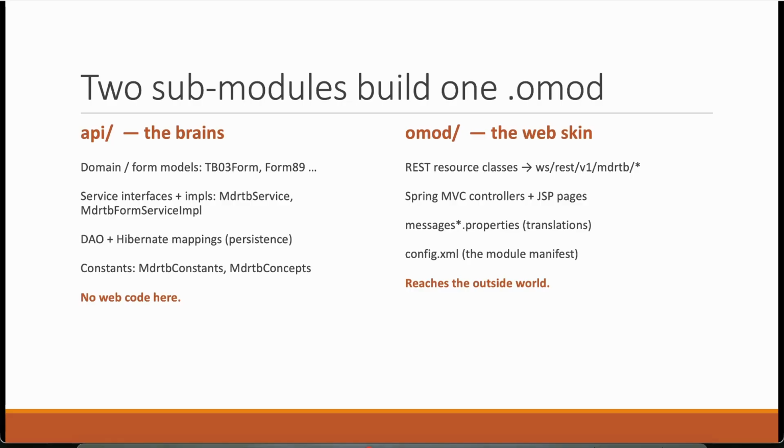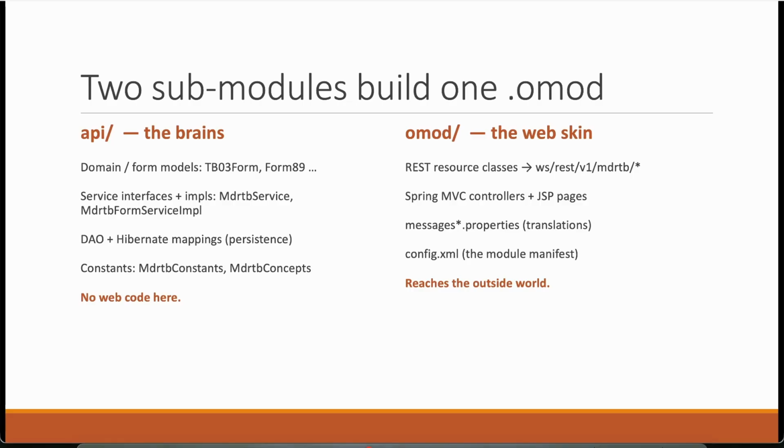Then you have OMOD. OMOD's main job is to provide the web services. API is internal to the module. None of the API's functions are exposed to OpenMRS when you deploy the module. OpenMRS talks with the OMOD part of the module. Now OMOD is where you are going to write your REST resources, all the endpoints.